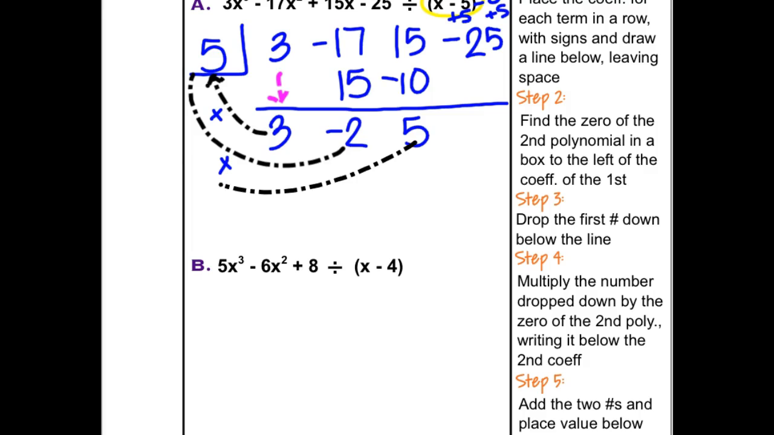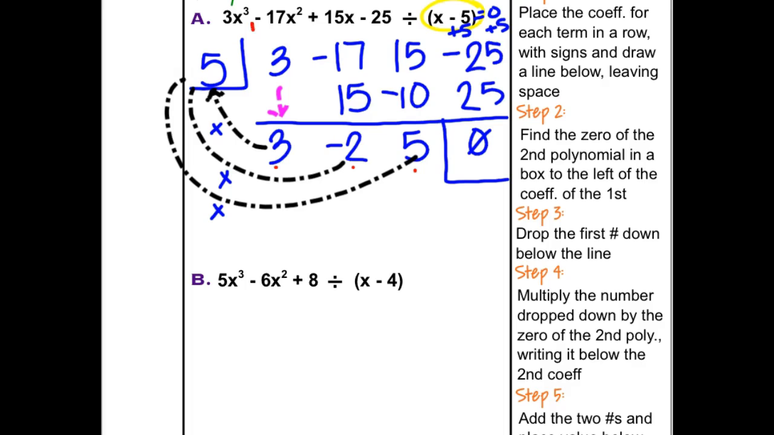And then we again, and you don't have to draw the dotted lines, I just happen to be doing it so you can follow. 5 times 5 is 25. And then what I like to do is put an extra box down here, because then if there is something left over, that makes it my remainder. Negative 25 plus 25 is 0. So that means that these numbers here are my coefficients of what's left over. When we started with an x cubed, I dropped down a degree. So now I'm at 3x squared, because I divided out an x, minus 2x plus 5.